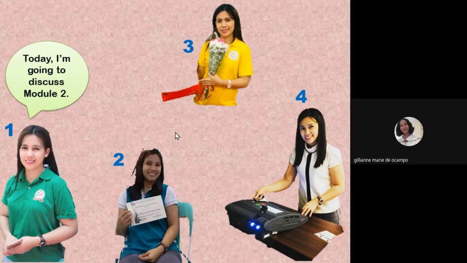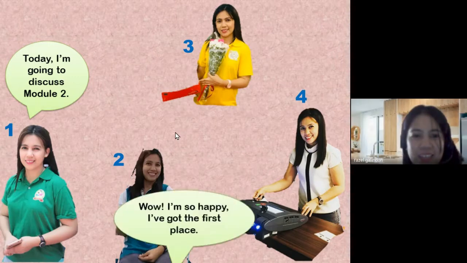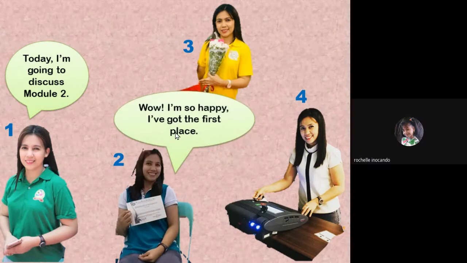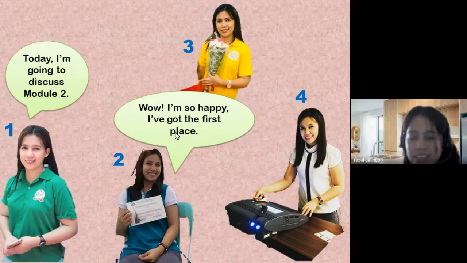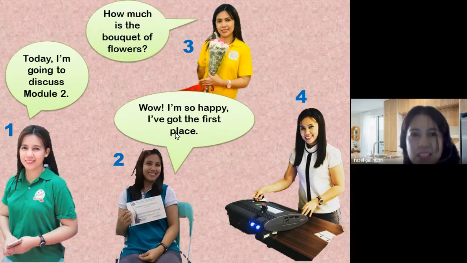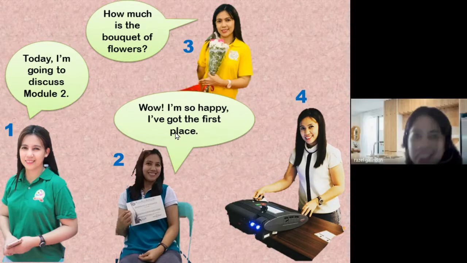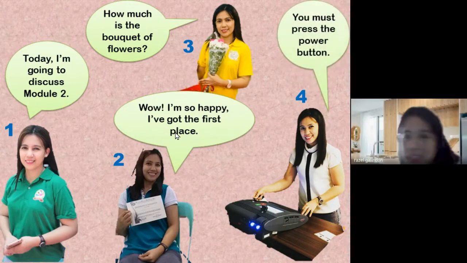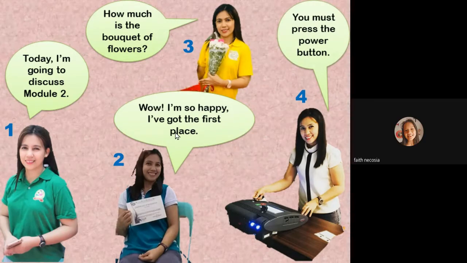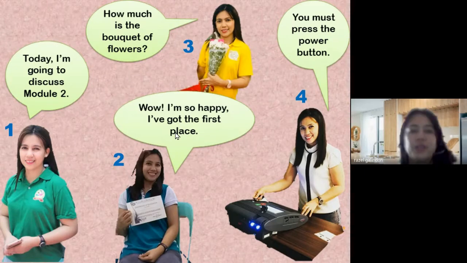Today, I am going to discuss module number 2. Okay, thank you so much, Jillian. And number 2, Rochelle. Wow, I'm so happy. I've got the first place. Okay, thank you, Rochelle, for that very energetic way of reading. Next, Amber Faith. How much is a bouquet of flowers? Okay, thank you, Amber. And the last one, Faith. You must press the power button. Okay, thank you so much, girls, for reading them properly.